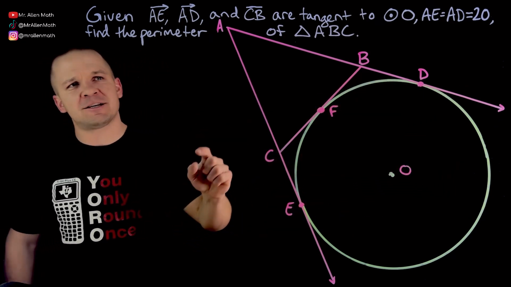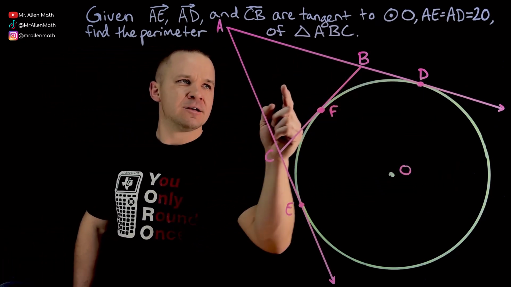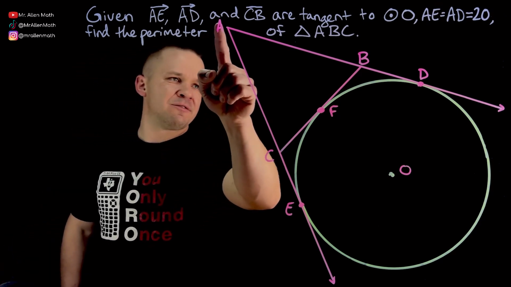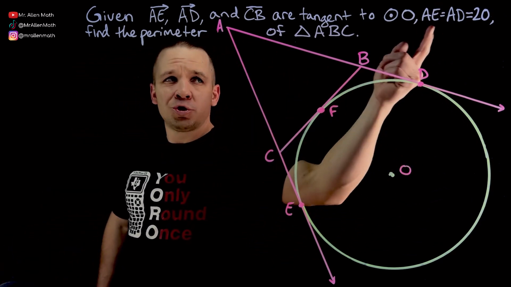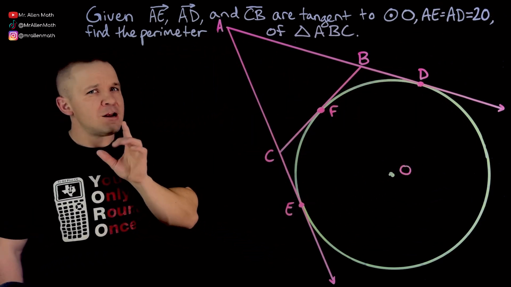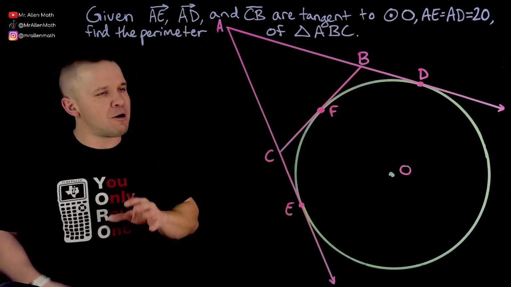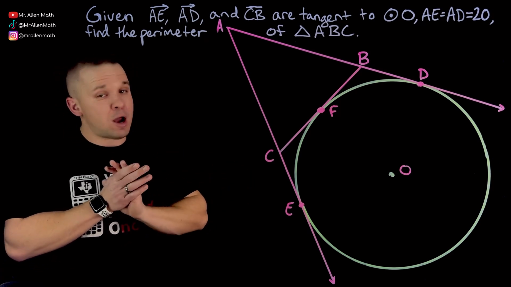It's a geometry challenge problem involving a circle and a few tangents, and we're asked to find the perimeter of triangle ABC, but all we're given is the length of AD and AE being 20. Interesting. Now, if you want to try this one on your own, go ahead and pause the video and have at it. But I'm going to start solving this right about now.